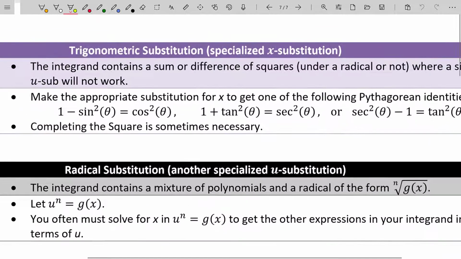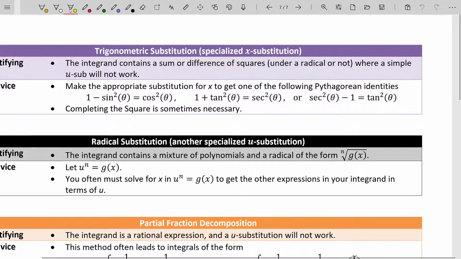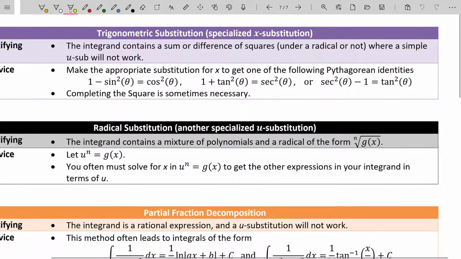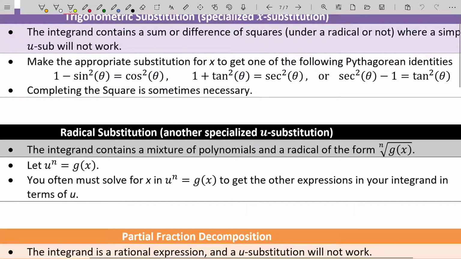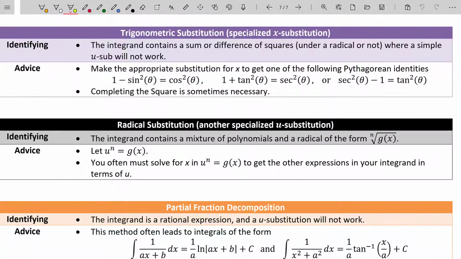My advice: make an appropriate substitution for x to get one of the following Pythagorean identities. And you can see them all listed here. I'm not going to read them out. Another little note here, completing the square is sometimes necessary. So just seeing a sum or difference of squares is not the only reason why you would use trig substitutions. You would use the trig substitution method if you also have a trinomial that you can complete the square on.